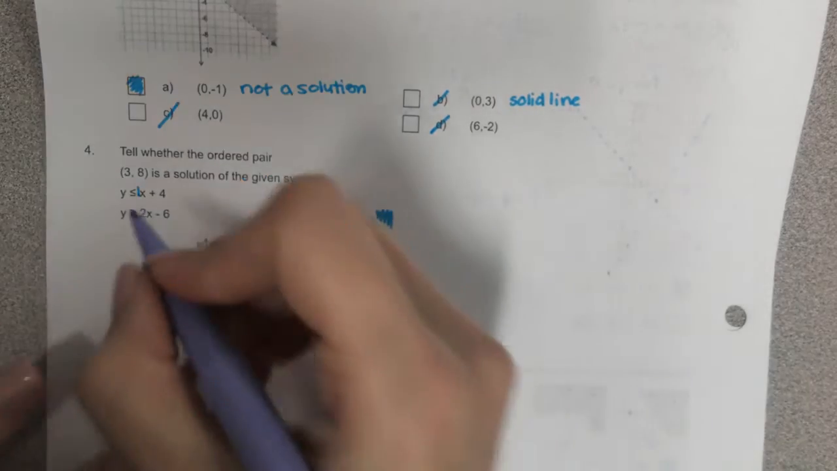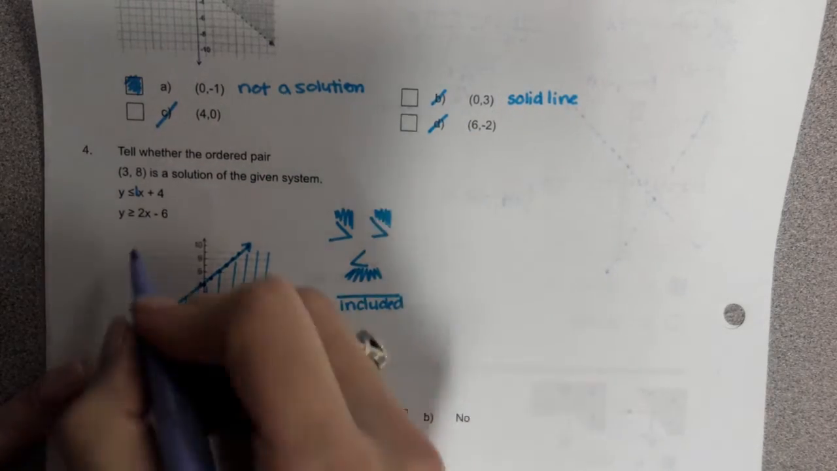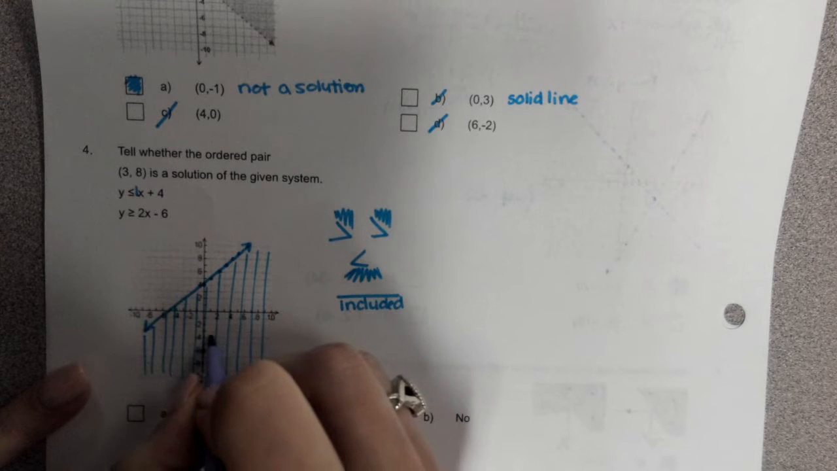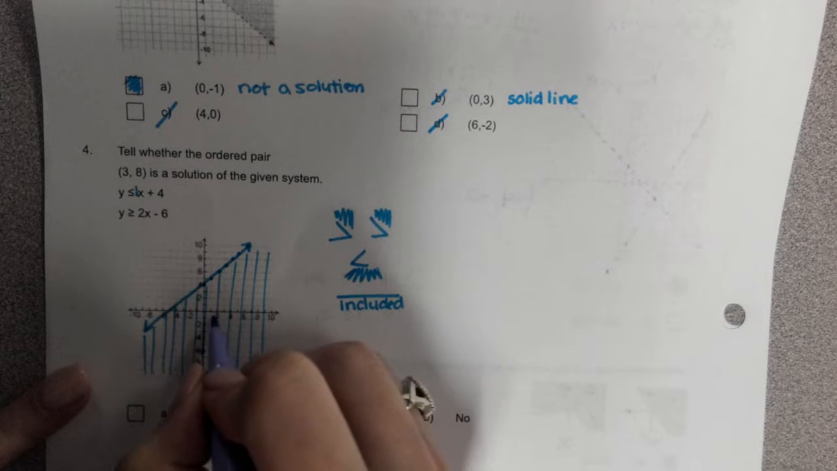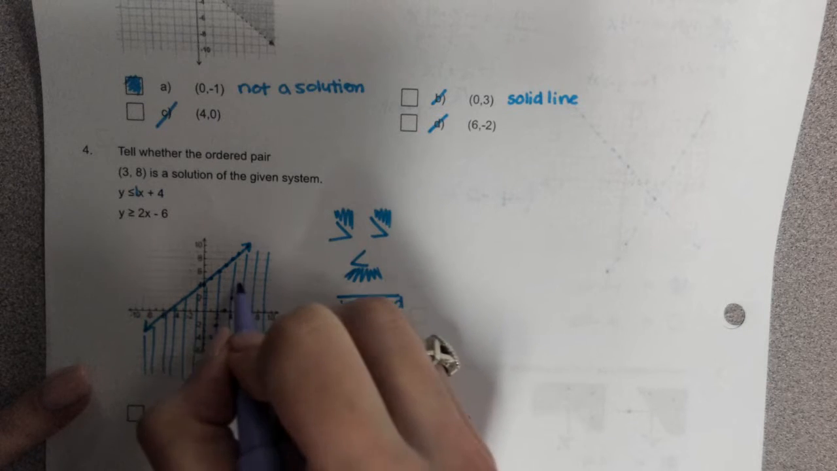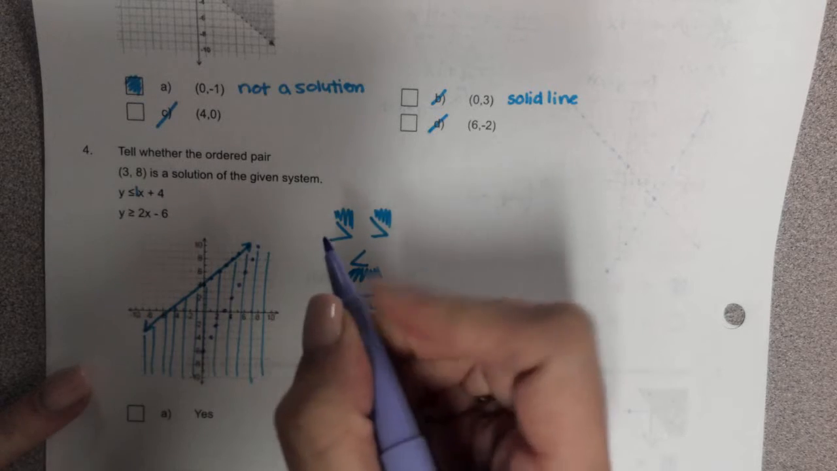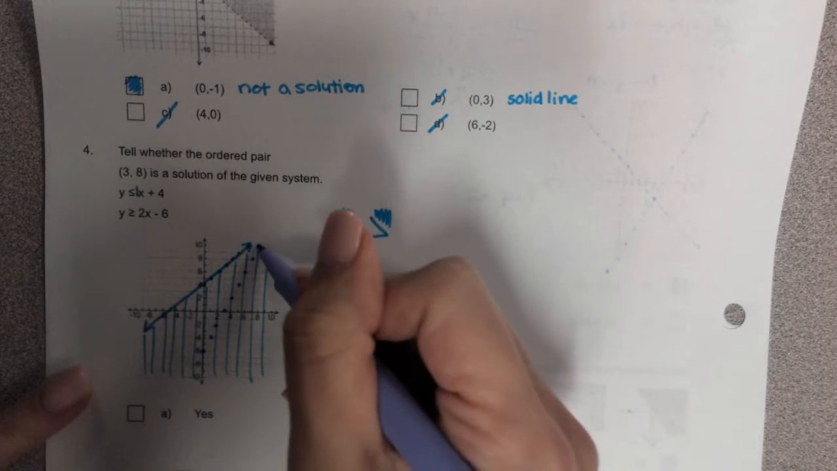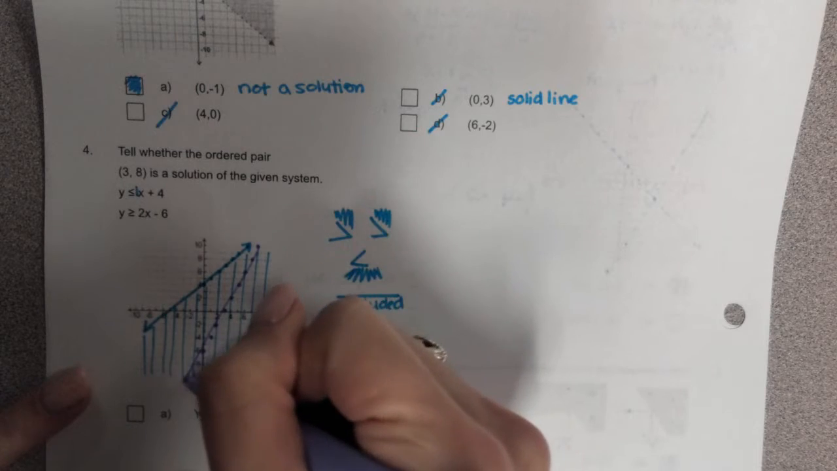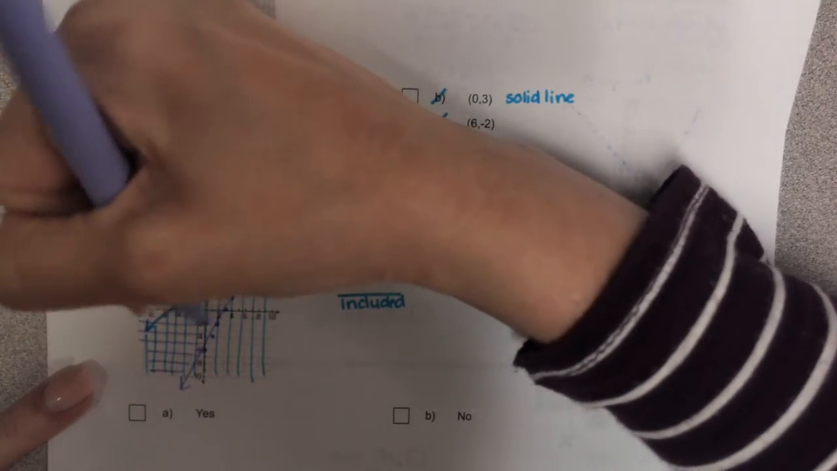For the second equation, I'm going to start at -6 because that's my y-intercept, and it has a slope of 2. So you go up 2, right 1, repeating. This again has the line underneath, so it is a solid line. Greater than, that's like the eyes, so I'm going to shade above that line.